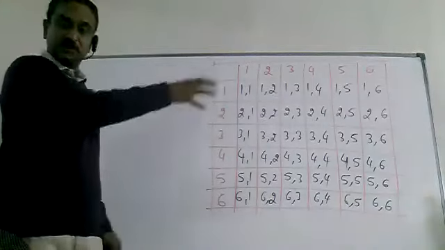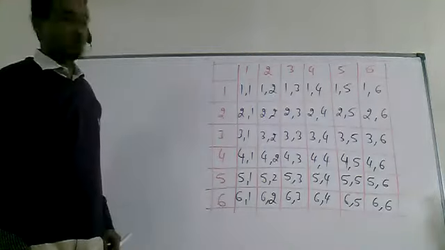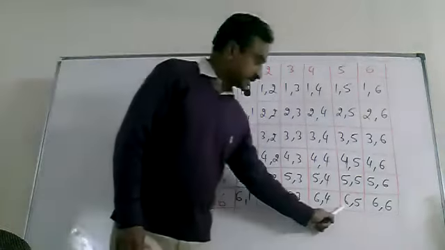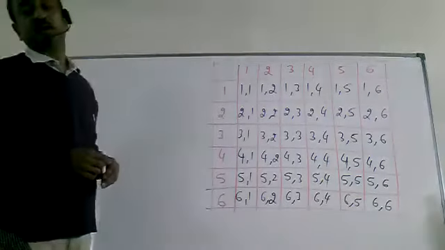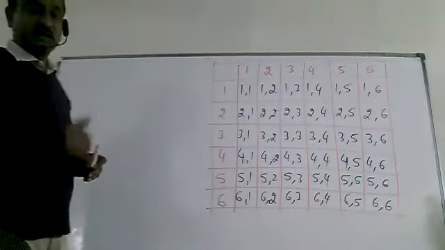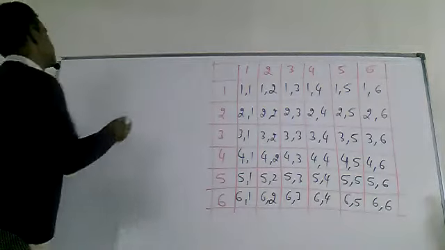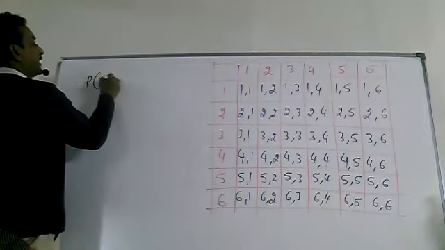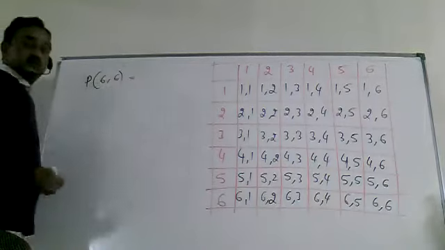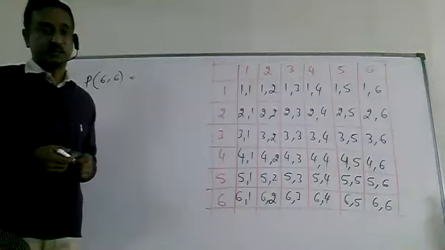So this is how you make a grid of 6 by 6 when two dice are thrown. 6, 5 means the number 6 comes on the first dice and the number 5 comes on the second dice. So let's discuss the various probabilities that can be there. Now, the probability of getting 6 on both the dice.